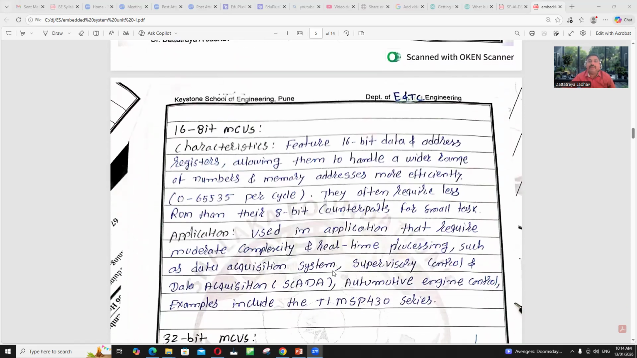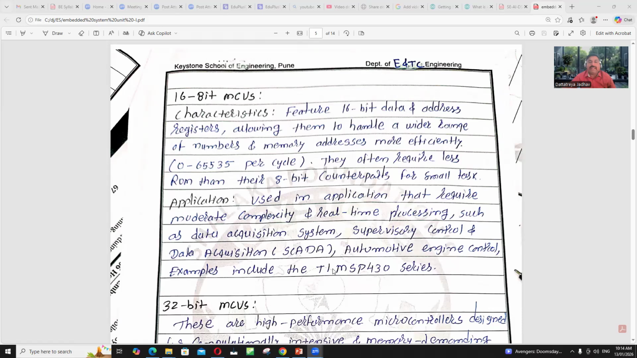Next is the 16-bit microcontroller. The characteristic of a 16-bit microcontroller is that it features 16-bit data, so the speed of execution is large, memory is large, and a number of applications can work simultaneously. The address register allows them to handle a wider range of numbers and memory addresses more effectively, right? So they often require less ROM than their 8-bit counterparts, and the counter peripheral is for small tasks.